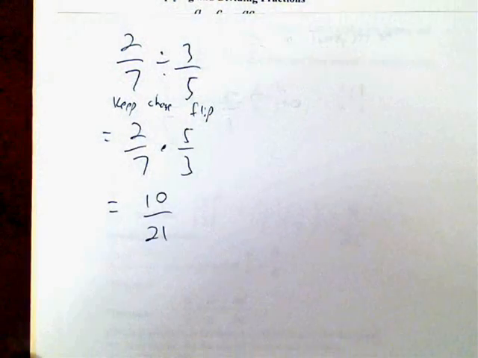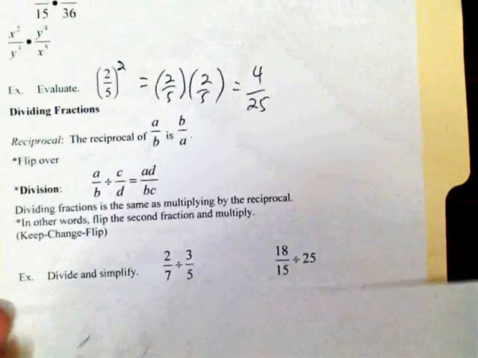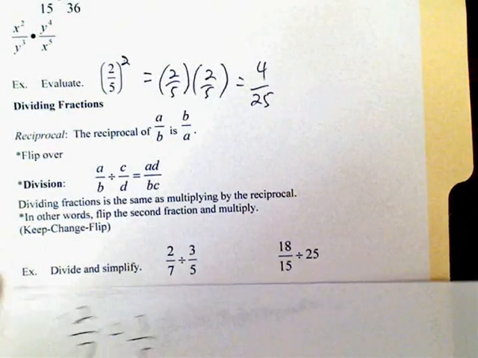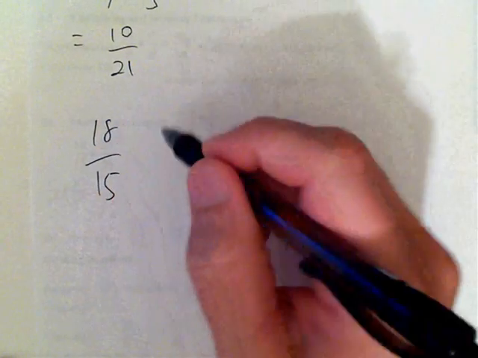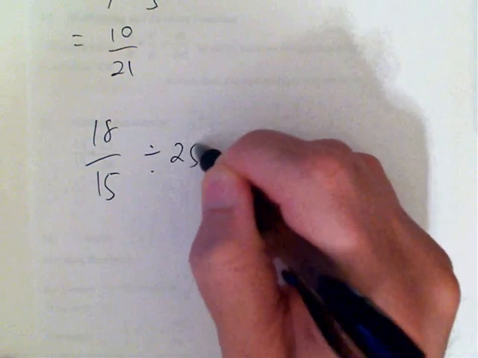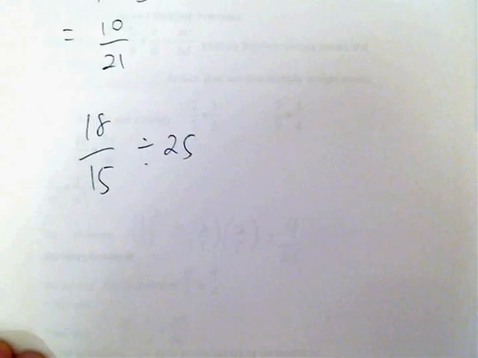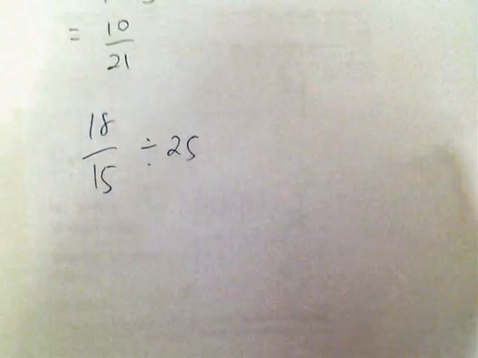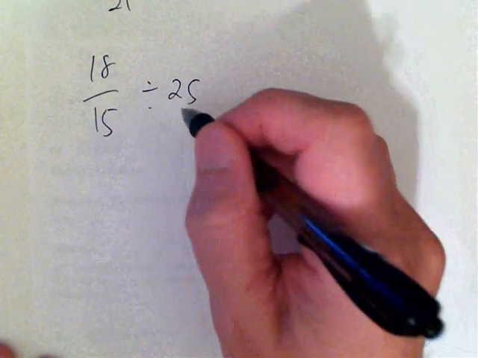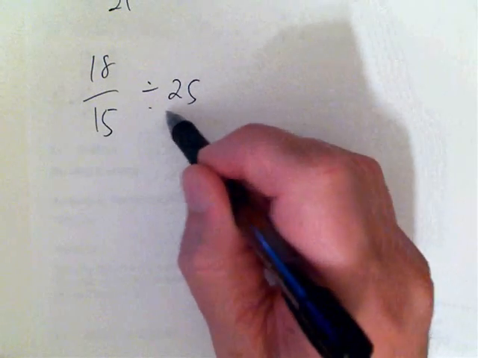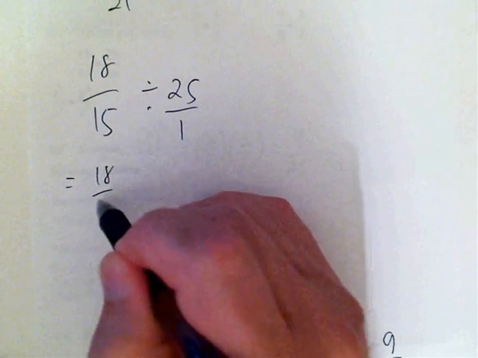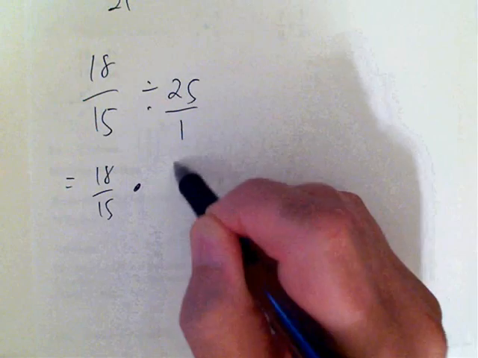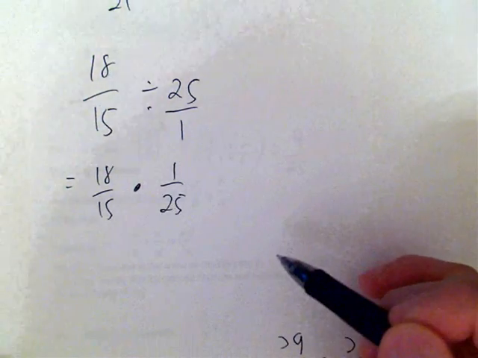The second example in the notes was 18 over 15 divided by 25. So let's do that one. Let me make sure that's what it was. Yep. So on this one, first thing I highly recommend, put that 25 over a 1, and then you take it from there. Keep, change, flip. Now we're seeing if anything reduces.